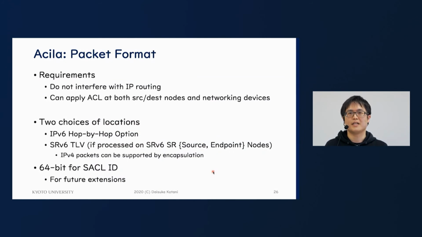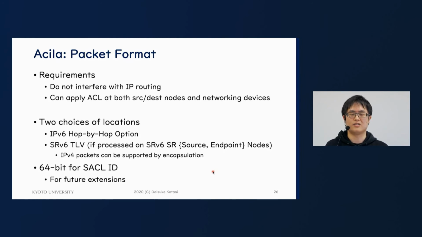So in terms of packet format, there are two requirements here. Number one, it should not interfere with current IP routing. Number two, we should be able to apply ACL at both source and destination nodes and networking devices. So for all packets, source and destination SACL IDs must be embedded.